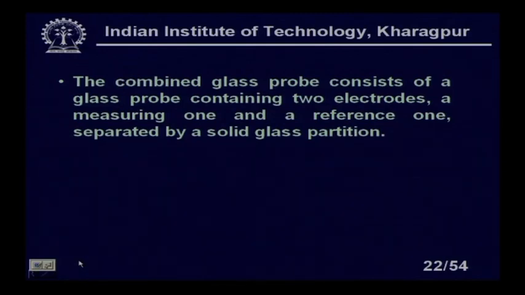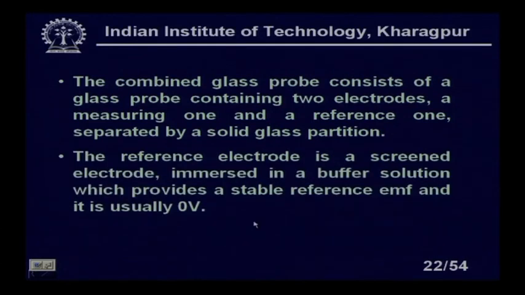The combined glass probe consists of a glass probe containing two electrodes, a measuring one and a reference one, separated by a solid glass partition. The reference electrode is a screened electrode immersed in a buffer solution, which provides a stable reference EMF, and it is usually 0 volt, right.